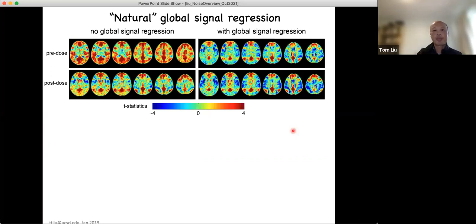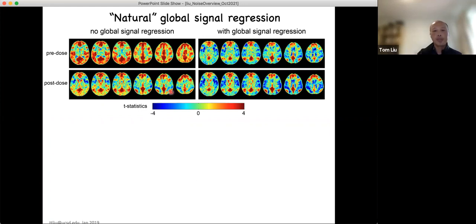So where we came into the picture, one of our observations was that this is the functional connectivity map before global signal regression, and this is after global signal regression. And a cute finding we found was that if you gave people caffeine, you could largely do what we call natural global signal regression. It isn't quite the same as global signal regression, but it accomplishes many of the same effects, including enhancing this anti-correlation.